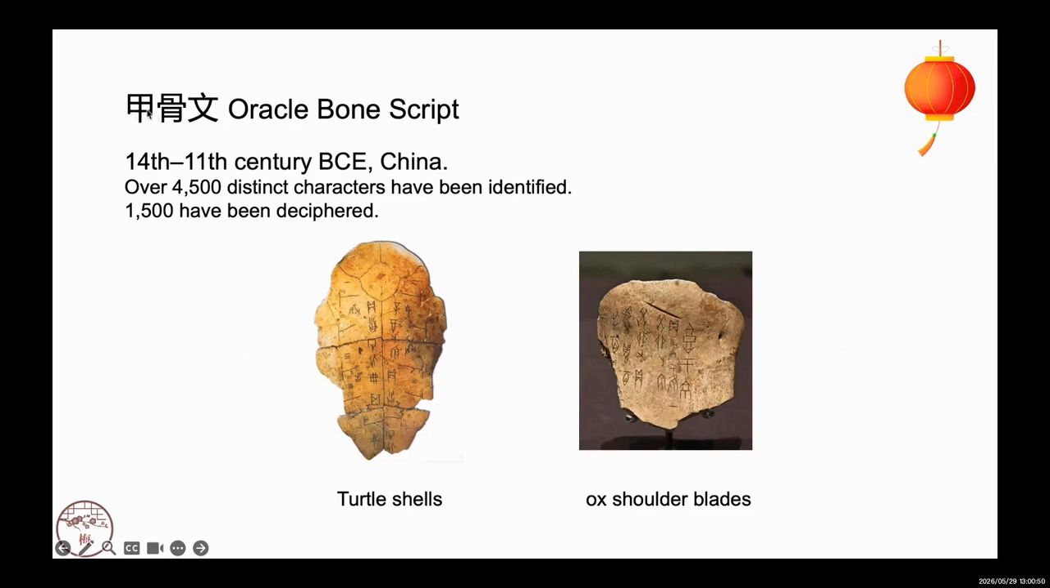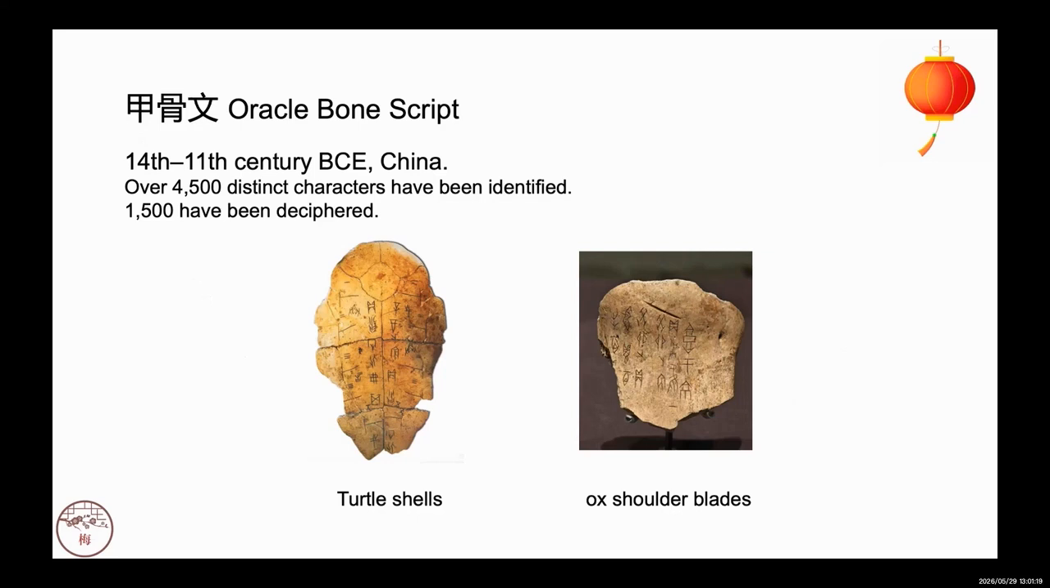甲骨文, 甲 means the tortoise shell. 骨 means the ox shoulder bone, ox shoulder blades. So we can know that the Oracle Bone Script was engraved either on tortoise shells or on ox shoulder blades.